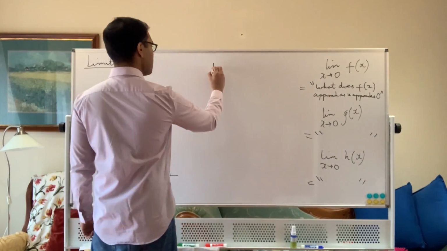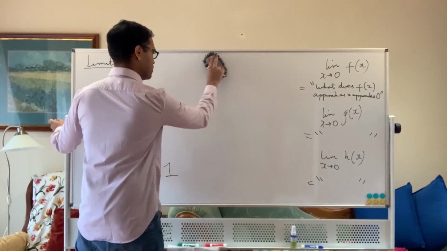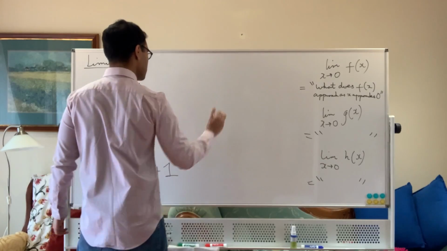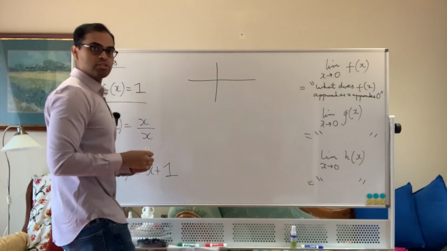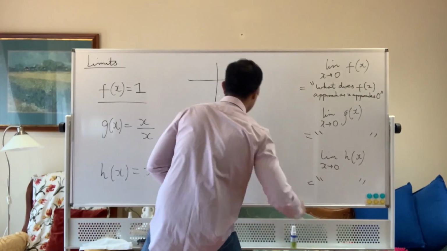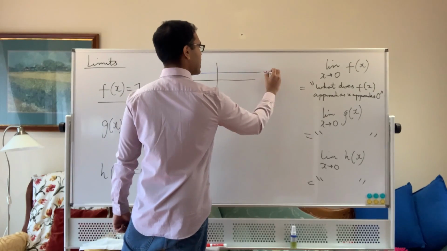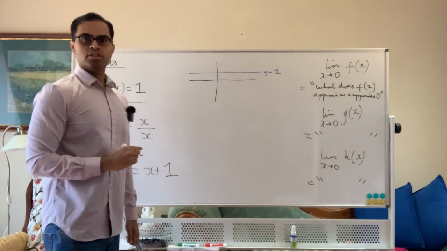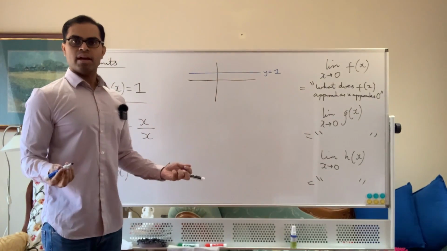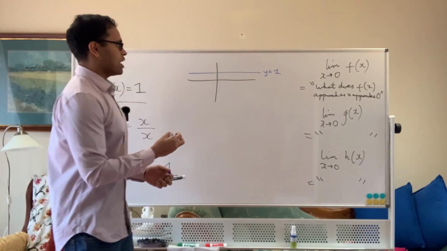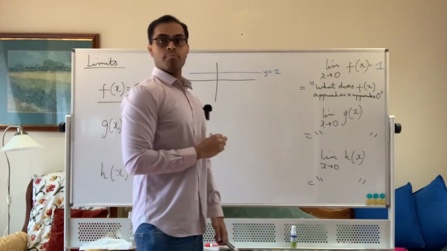We can even draw the graph of the function. I want to draw the graphs of g and h too, but the graph of the function f of x is just going to be a constant horizontal line. I'm going to put this in blue, it's just going to be the line y equals 1. So the value of the function is always 1. So that's the graph of f of x. So as x approaches 0, the value of f is approaching 1. Okay, so there's nothing to that. So we say that this limit is going to equal 1. Okay, that's limit number 1.